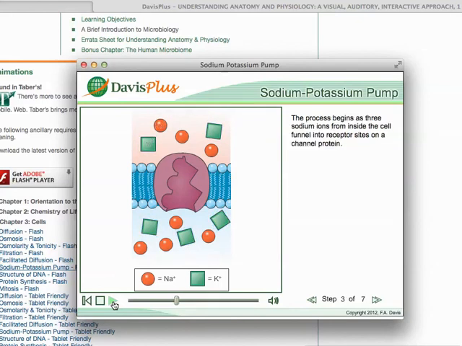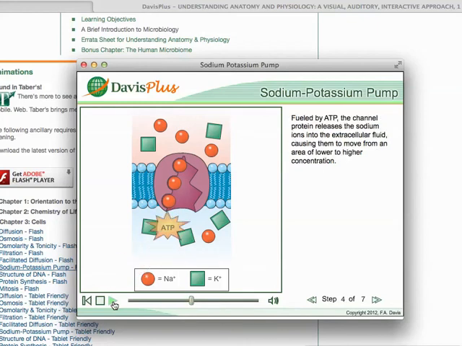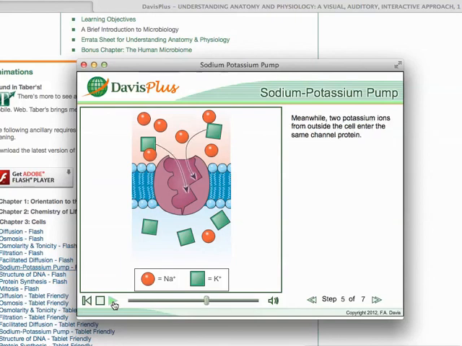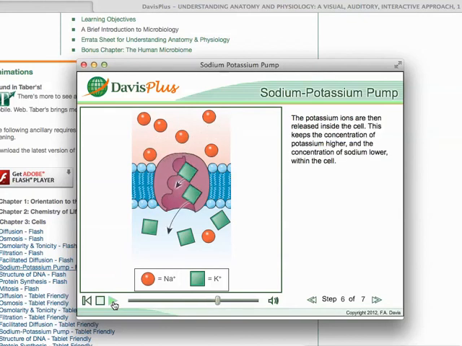The process begins as 3 sodium ions from inside the cell funnel into receptor sites on a channel protein. Fueled by ATP, the channel protein releases the sodium ions into the extracellular fluid, causing them to move from an area of lower to higher concentration. Meanwhile, 2 potassium ions from outside the cell enter the same channel protein. The potassium ions are then released inside the cell. This keeps the concentration of potassium higher and the concentration of sodium lower within the cell.